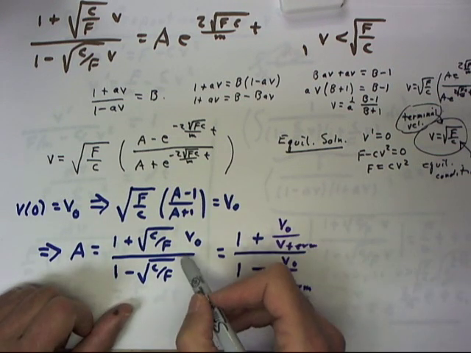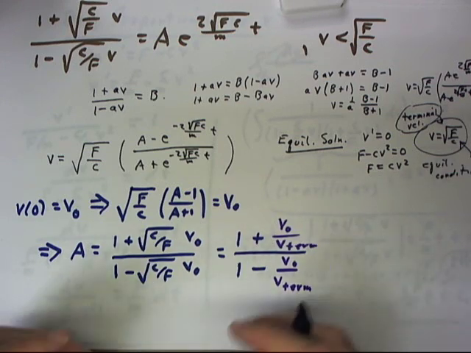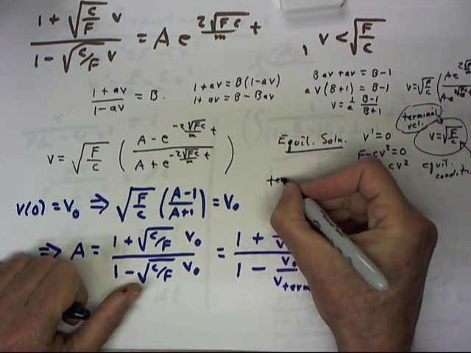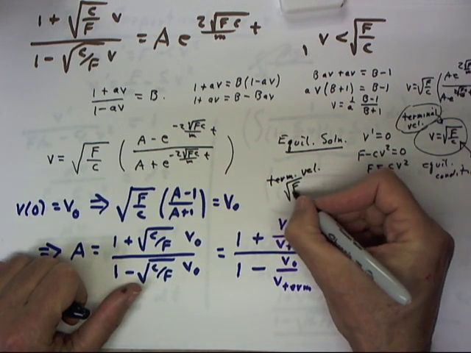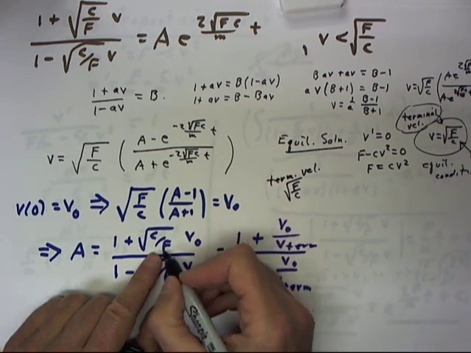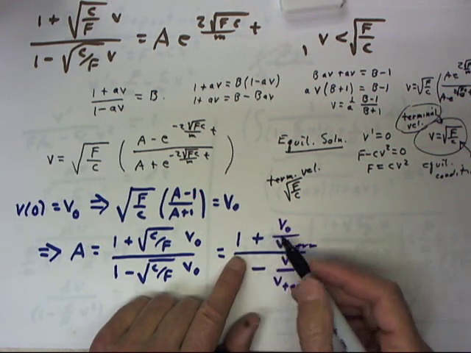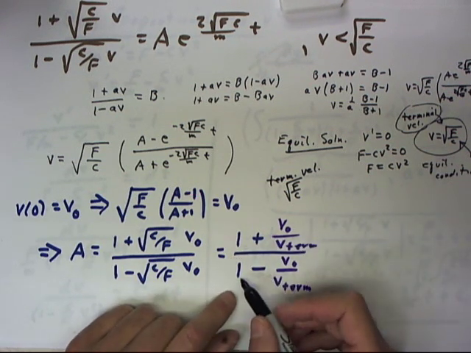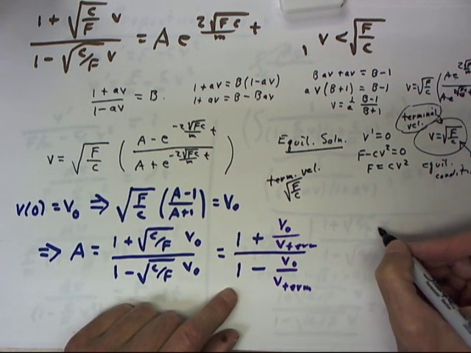If we keep in mind that our terminal velocity is the square root of F over c, then the square root of c over F is the reciprocal of the terminal velocity, and our solution for A becomes (1 + v naught over terminal velocity) divided by (1 - v naught over terminal velocity).